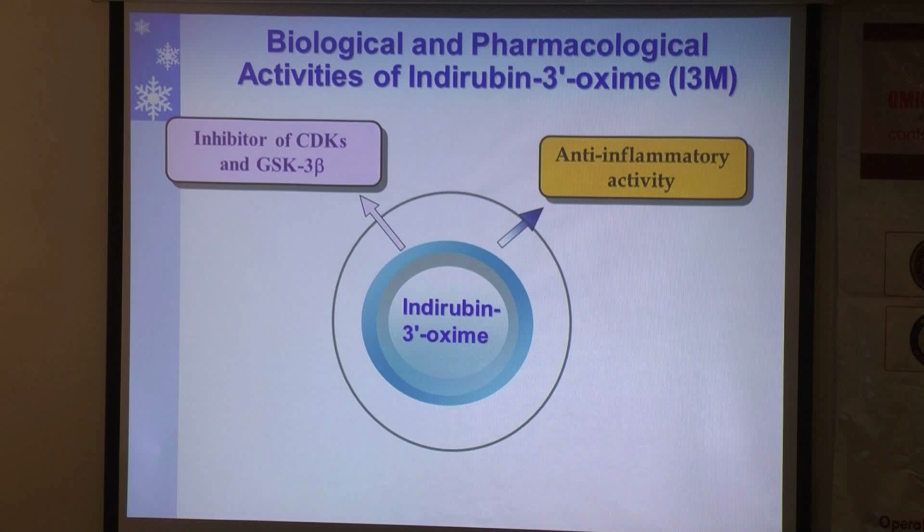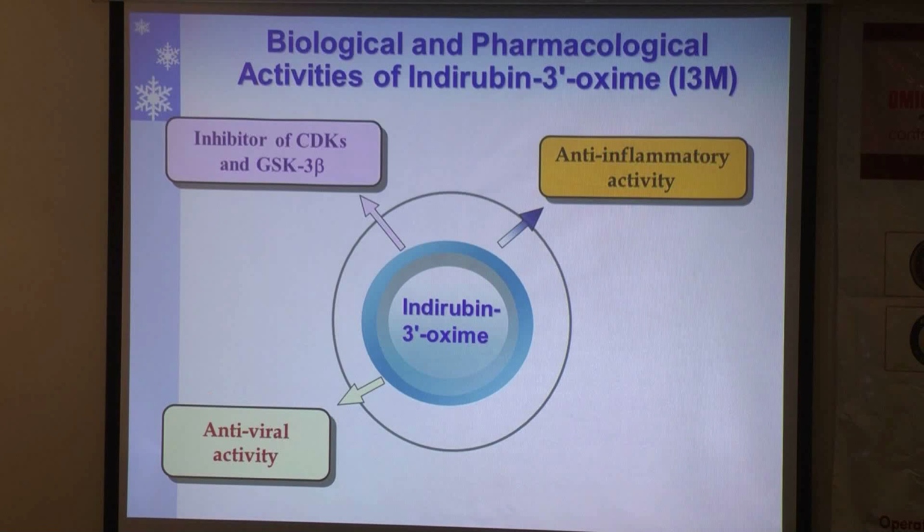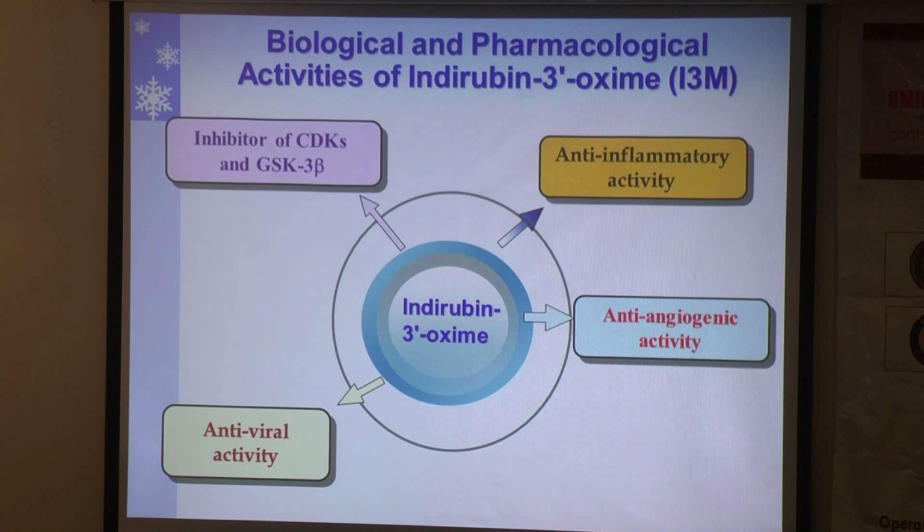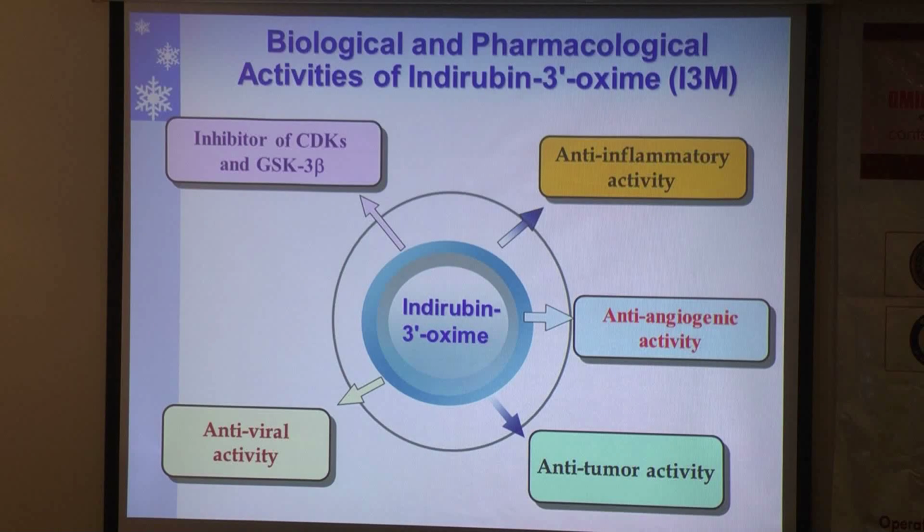In fact, indirubin has been used in Chinese medicine for treatment of certain infections, for example, viral infection, hepatitis, influenza, or even SARS virus infection, and also for certain chronic inflammatory diseases like ulcer. So it has a well-known antiviral activity, but in our study, we focus on the anti-tumor activity, anti-angiogenic activity, as well as the anti-tumor mechanism.